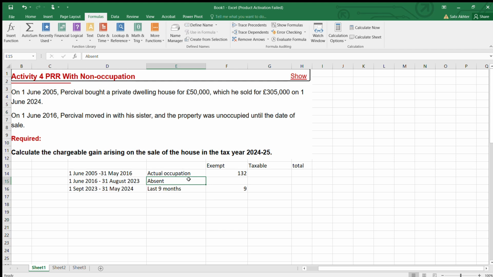Okay, so this could be your third situation where he could be absent for any reason, but it should not exceed 3 years, 36 months. Even that 36 months would have been exempted under this, but the reason is he did not come later and stayed there. Actual occupation did not take place after this absence. That's why the whole thing will be taxable.